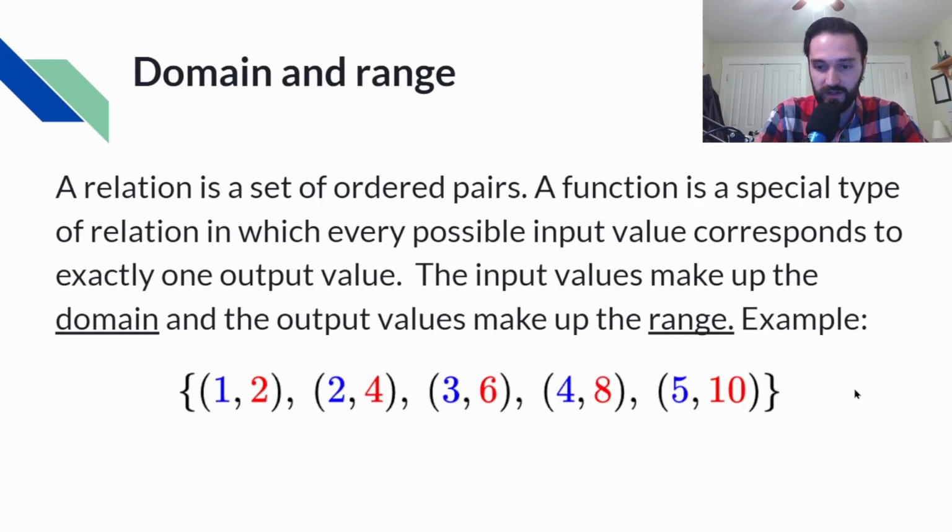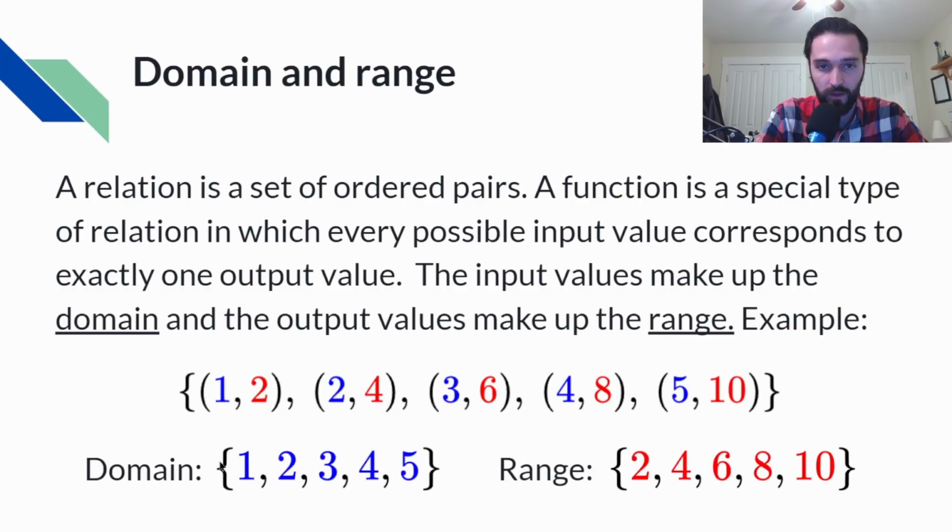Okay, so here's the example that we had in a previous video. This is a set of ordered pairs, so it's a relation, and it's also a function because each input corresponds to just one output. The input values are the values in blue. Those are the values that make up the domain. So we have this set of numbers here. And the range is made up of the output values, so it's got the red numbers. These two sets define the domain and the range.